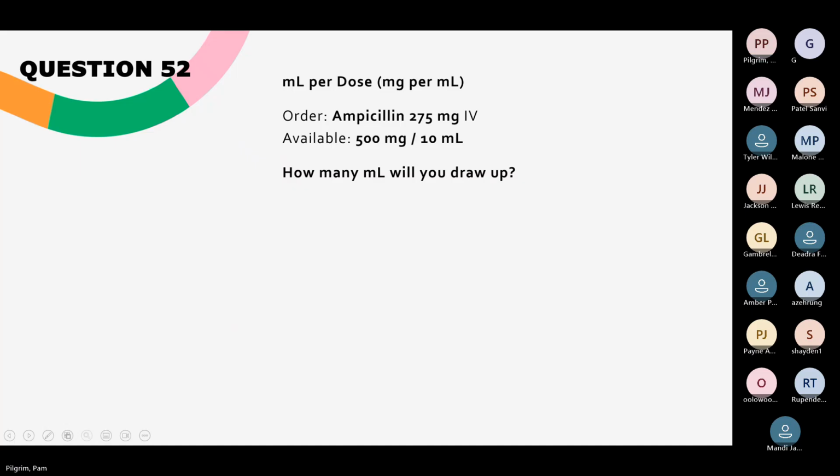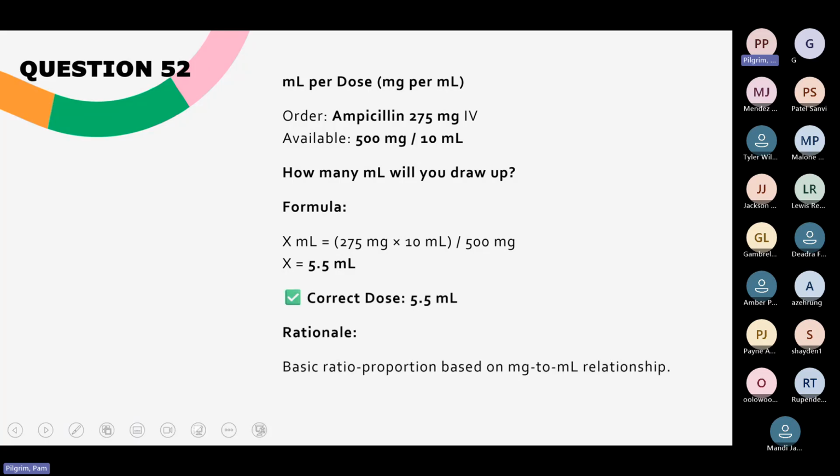Okay. So for this one, you're solving for X mLs, and you have to take the 275 milligrams times the 10 mLs and divide that by 500 milligrams, and that equals 5.5 mLs. Good job. So the correct dose is 5.5 mLs. So just wanted to give you guys a little bit of review on the math because there will be math questions.